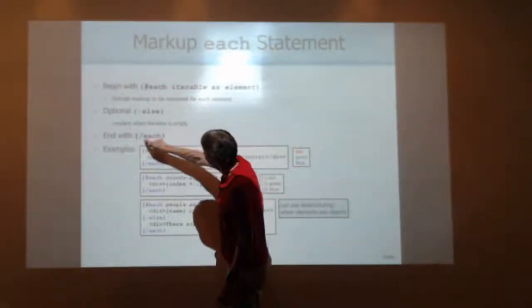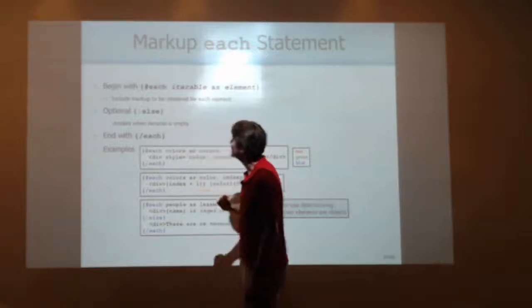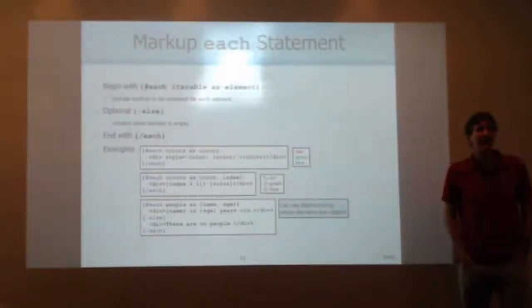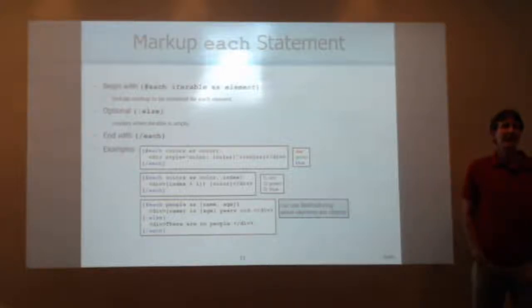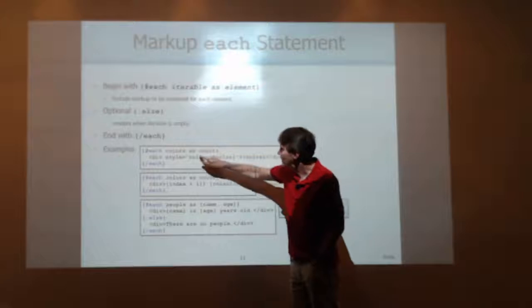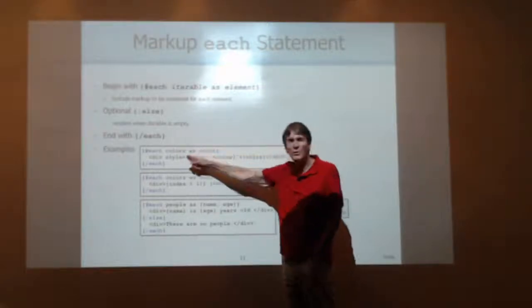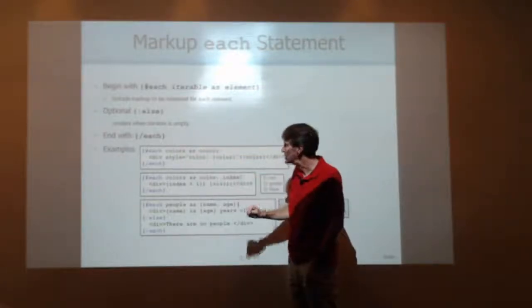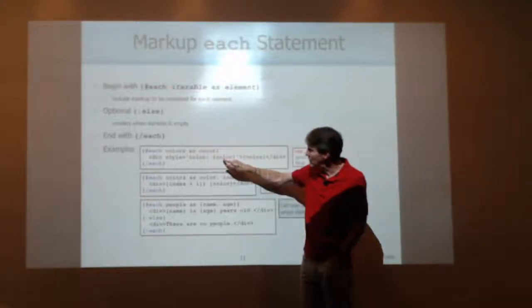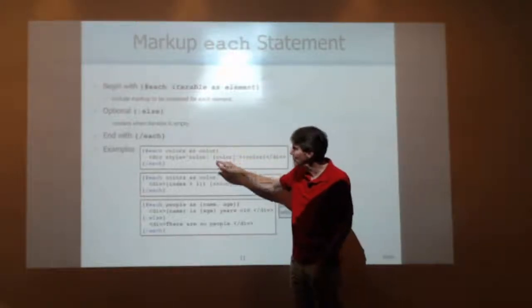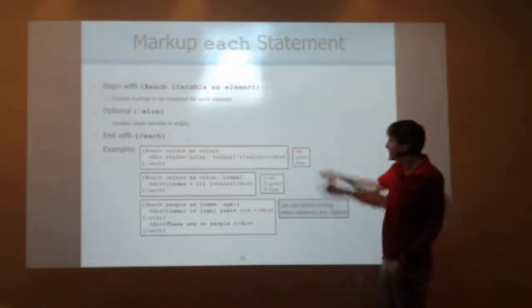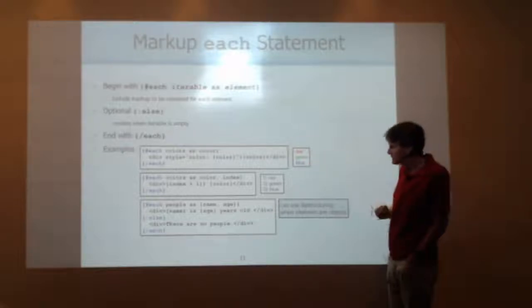The each ends like that, and it can have an optional else. And that's interesting because that lets you specify what it should render in case your iterable is empty. So there's an example of that coming up down here. But here's a very simple one. I'm going to loop through an array of colors, and I want to output this for each one. But notice that I've got curly braces doing interpolation for the value of this style attribute, which makes it actually use the color when it outputs it.